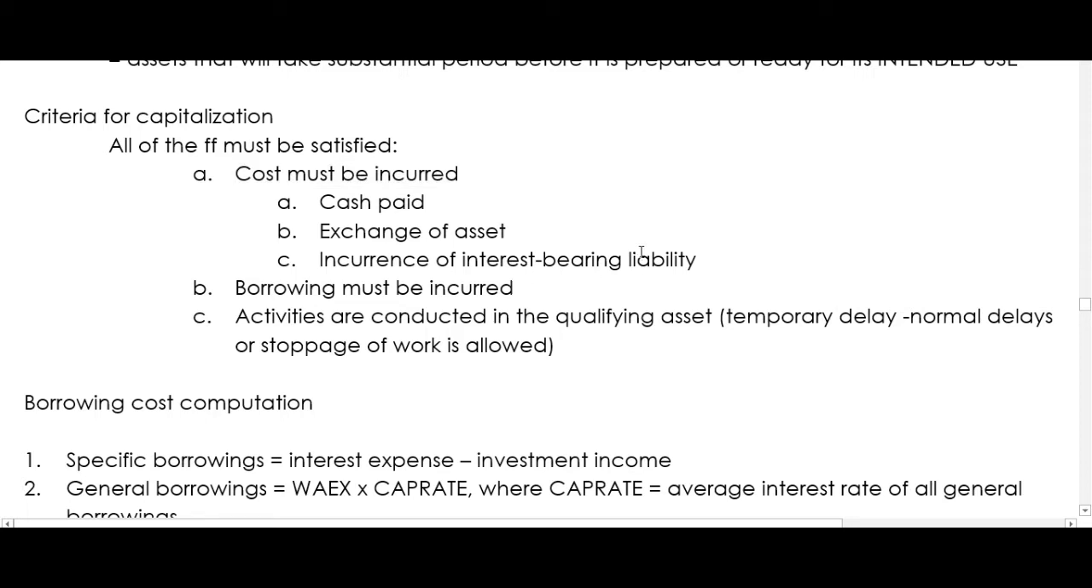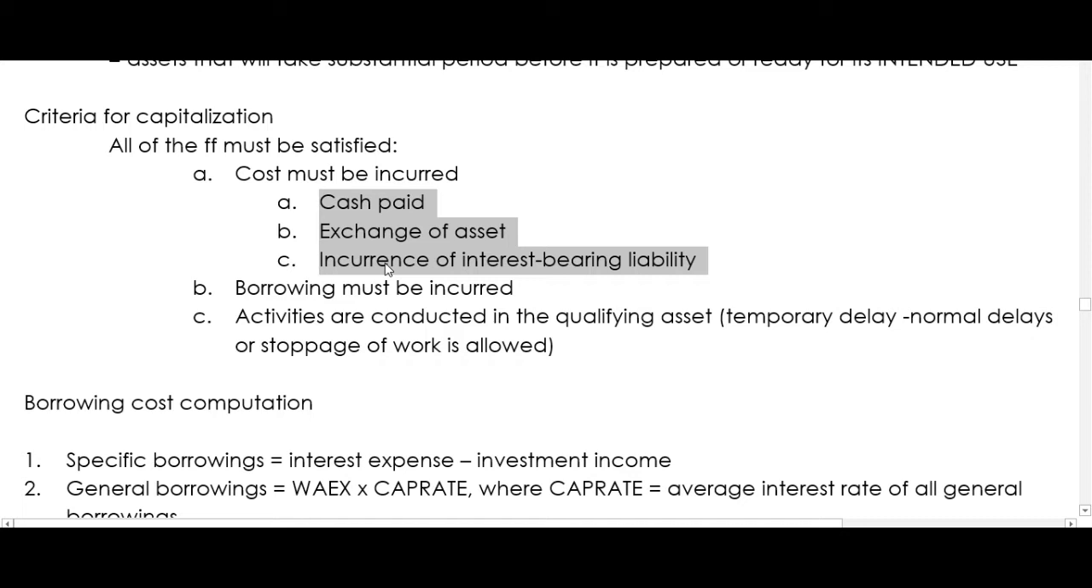Okay? So, to emphasize lang, ano ba yung ibig sabihin ng may nagagastos or may cost na nai-incur? Ang definition niyan, pag sinabi nating cost, ito yung mga considered na cost. Una, kapag nagbayad ka ng cash. Pangalawa, kapag may na-exchange na asset. So, considered pa rin yan as cost. Or pangatlo, pag nag-incur ka ng interest-bearing liability. Emphasize natin itong letter C ha. Itong letter C na to kasi ito yung medyo trivial dyan.